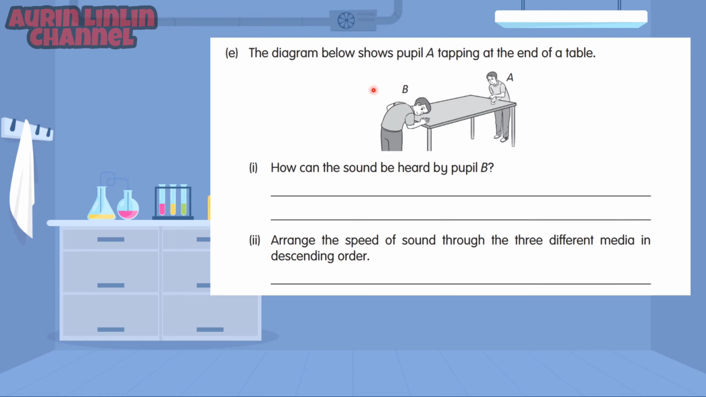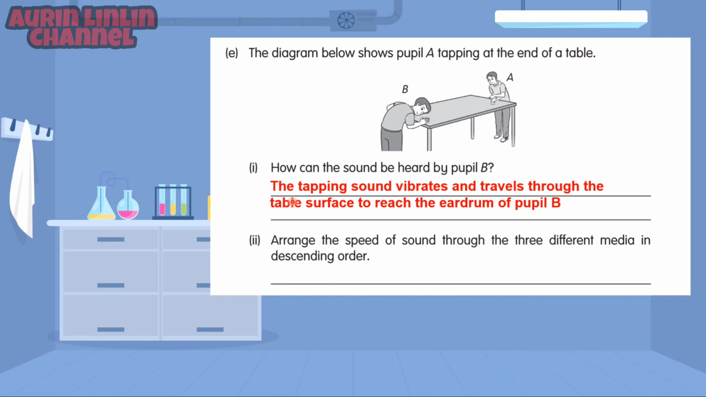The diagram below shows pupil A tapping at the end of a table. How can the sound be heard by pupil B? And the answer is the tapping sound vibrates and travels through the table surface to reach the eardrum of pupil B. Arrange the speed of sound through the three different media in descending order: solid and then water and then gas.